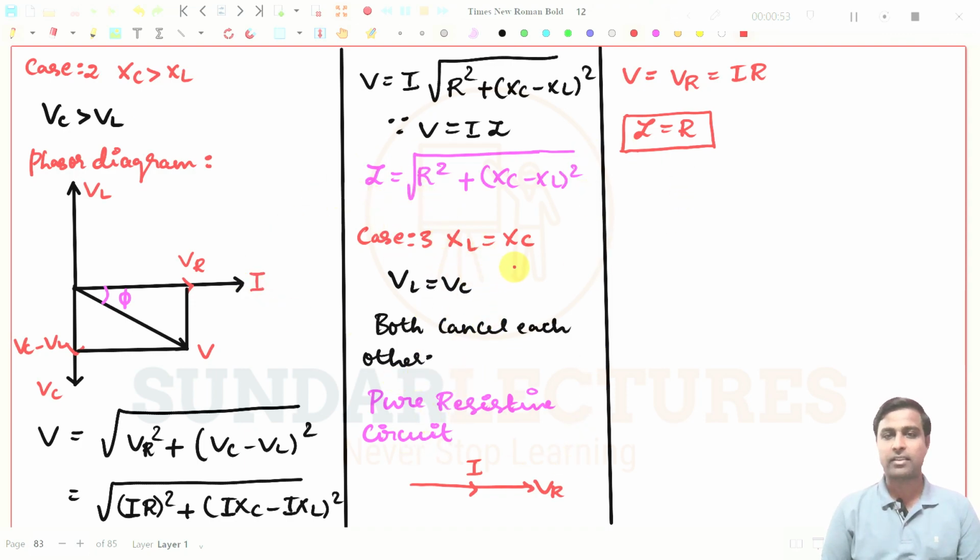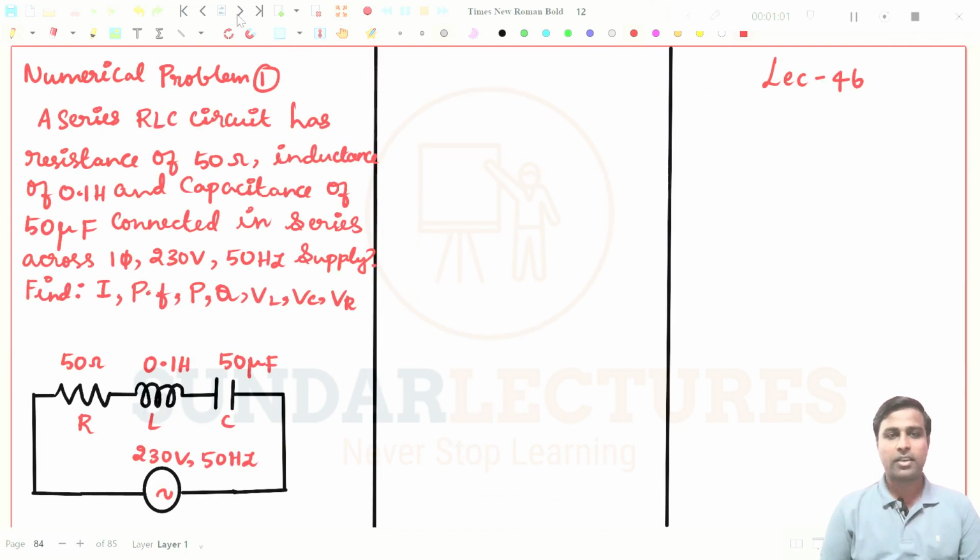Then XL is equal to XC. In that case, what happens to the circuit? That will be a purely resistive circuit. All these things we have seen in the previous class. Right now, in this class we will take this problem, and we will read what the problem is.